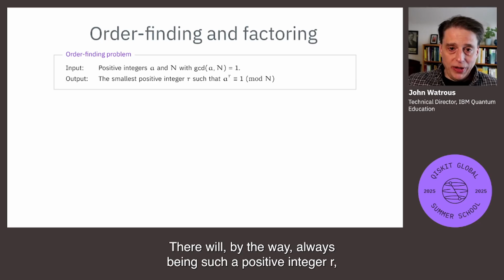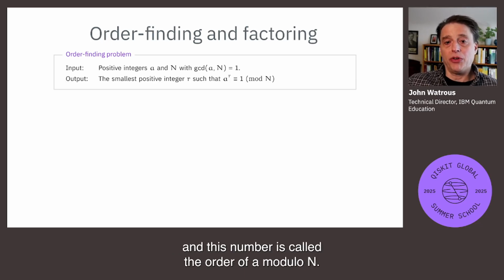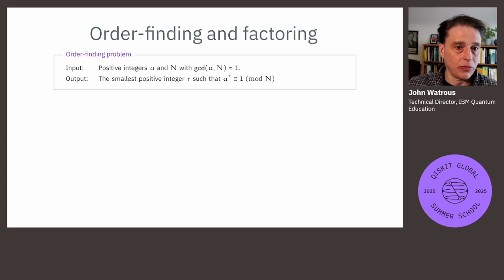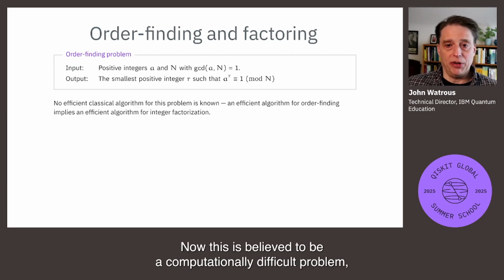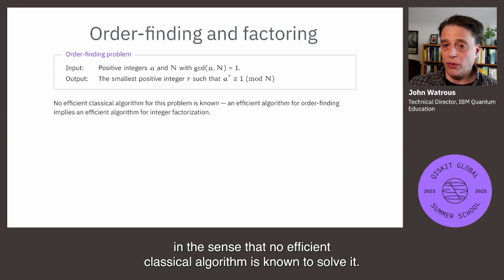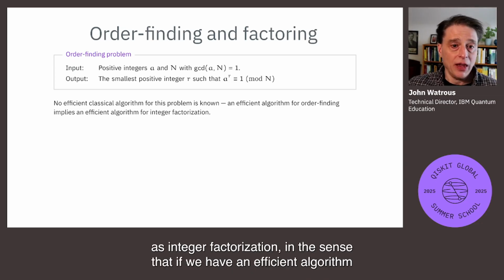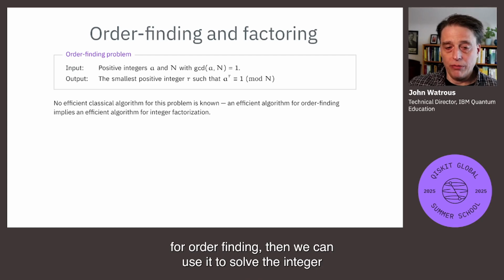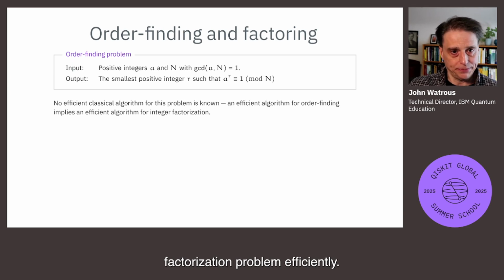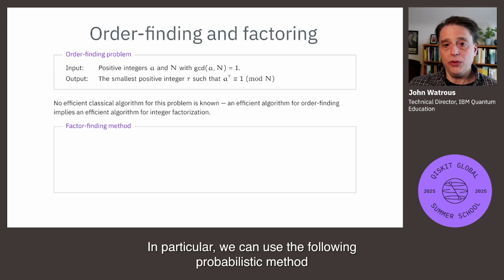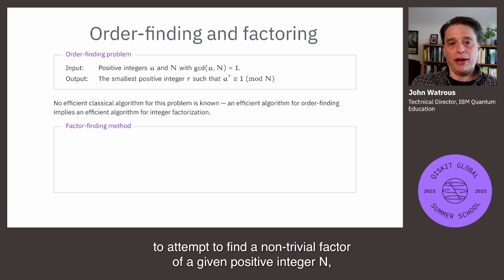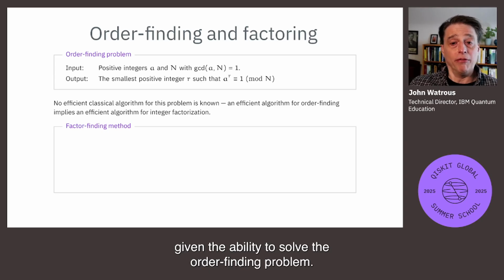There will, by the way, always be such a positive integer r, and this number is called the order of a modulo n. Now, this is believed to be a computationally difficult problem in the sense that no efficient classical algorithm is known to solve it. And the reason it's relevant to us is that it's at least as hard as integer factorization, in the sense that if we have an efficient algorithm for order finding, then we can use it to solve the integer factorization problem efficiently. In particular, we can use the following probabilistic method to attempt to find a non-trivial factor of a given positive integer n, given the ability to solve the order finding problem.